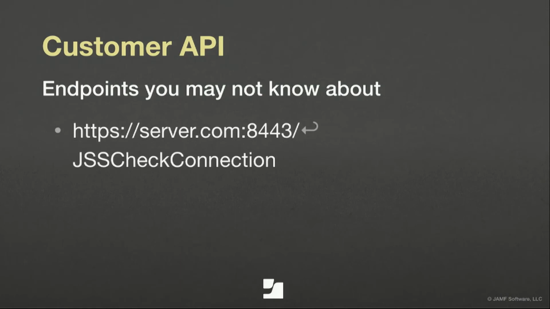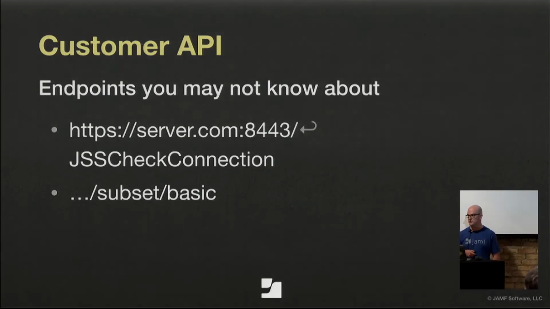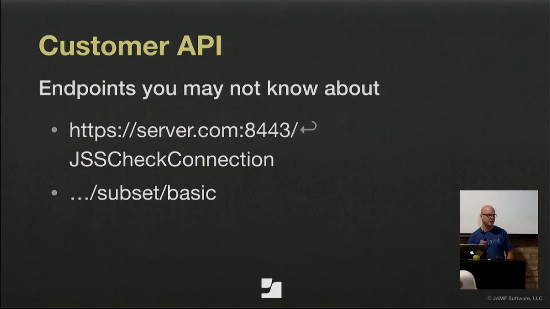Some other endpoints that you may not know about, you have JSS check connection. This is an endpoint that returns the version number of the JSS. It also lets you know the JSS is up and available. We often use it in the different integrations to detect what version of the JSS it is. That way we know what API calls are available and react accordingly. This is an unauthenticated call that could change in the future.